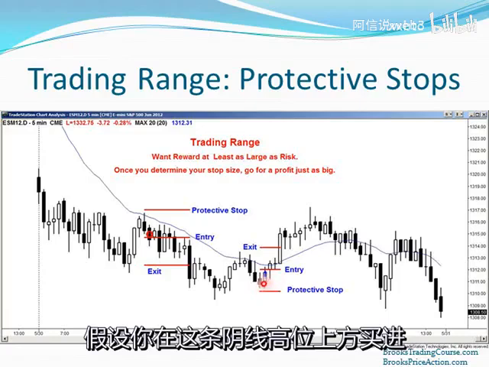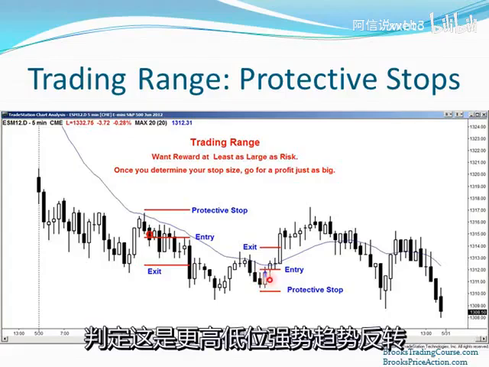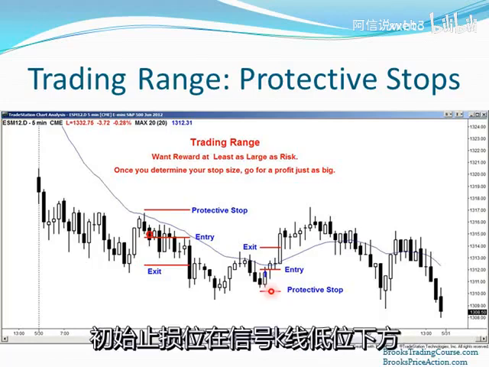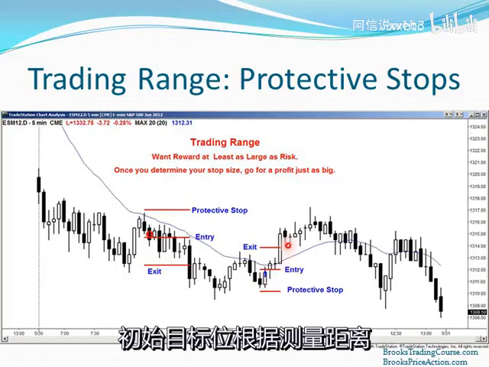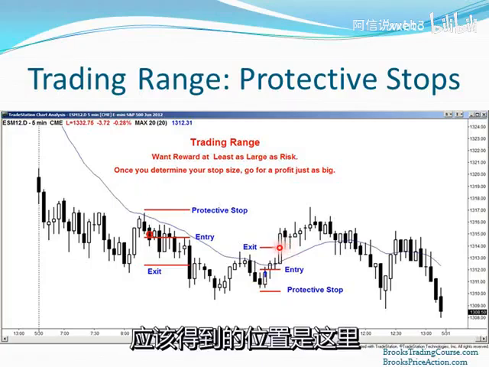Okay, over here, let's say you bought above the high of this bear bar, thinking it's a higher low major trend reversal. Your initial stop is below the low of the signal bar. Your initial target would be a measured move up right here.